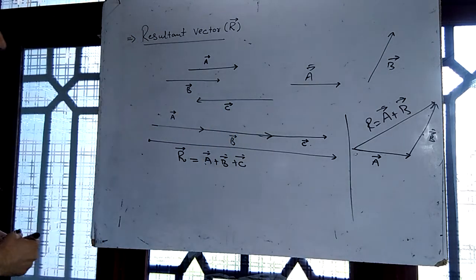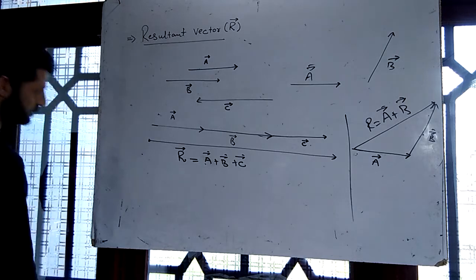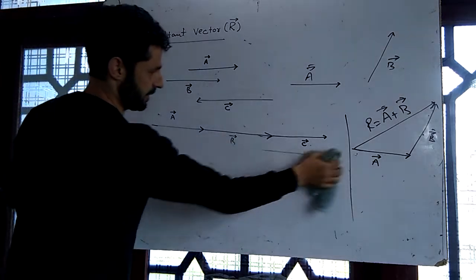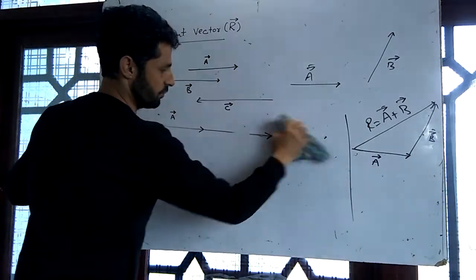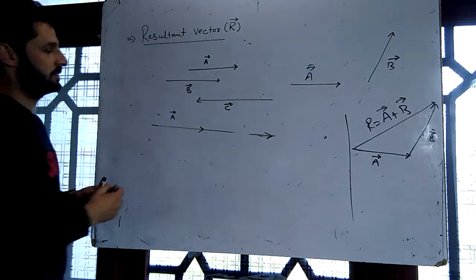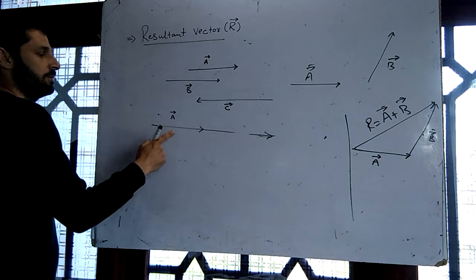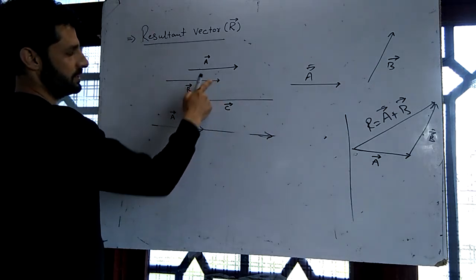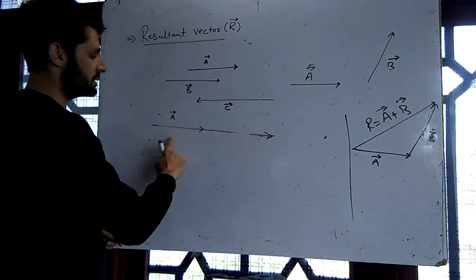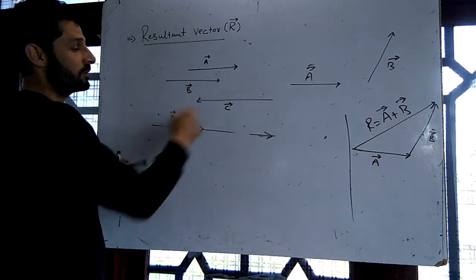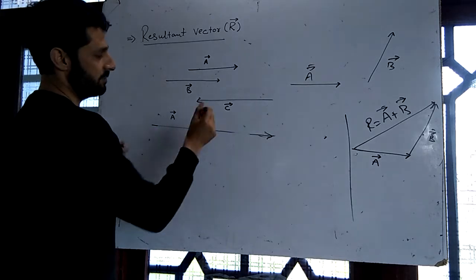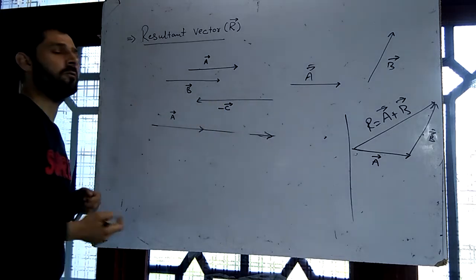So you have to, this will also follow the general law of vector addition. Now, for example, two vectors. This is vector A and this is vector B. The tail of B is connected to the head of A. Now this is A plus B. Now we have to, this is minus C. Actually this is minus C because this is in the opposite direction.